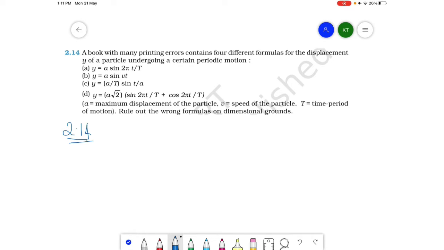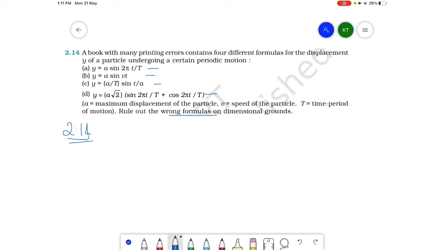Question 2.14. A book with many printing errors contains 4 different formulas for the displacement y of a particle undergoing a certain periodic motion. They've given these different equations, and they want us to check if these formulas are correct. Rule out the wrong formulas on dimensional grounds.